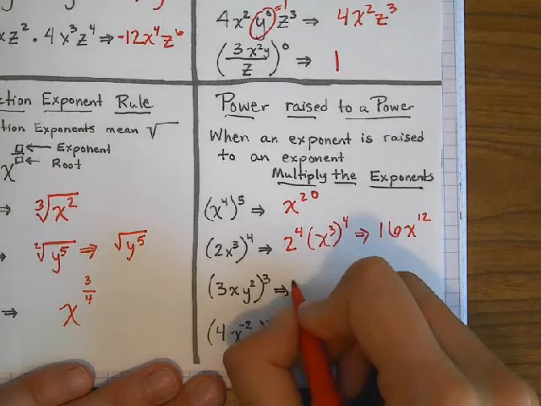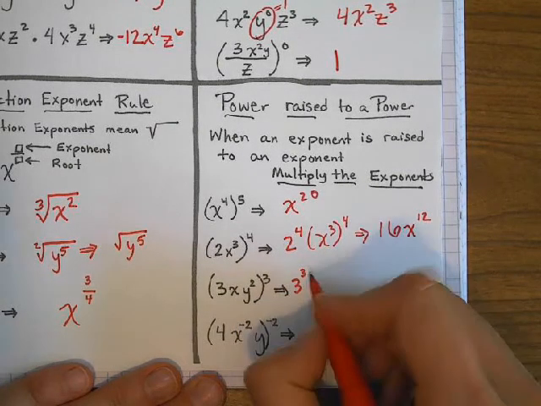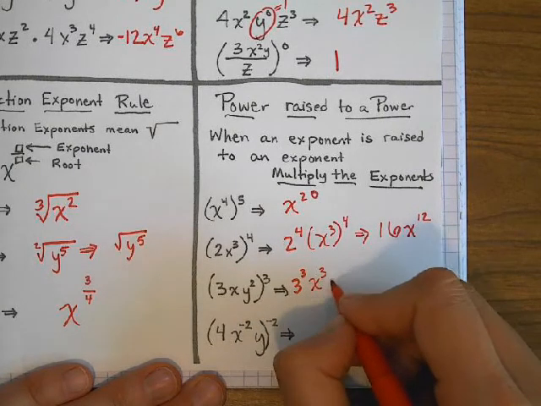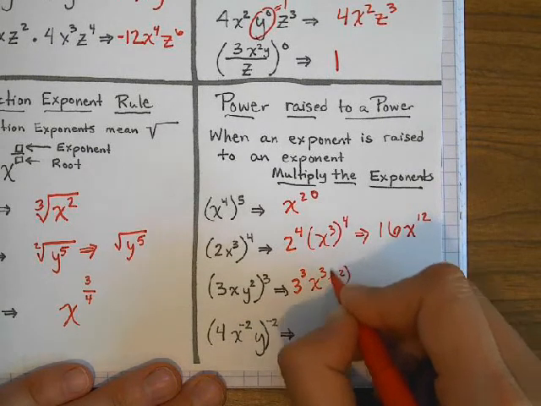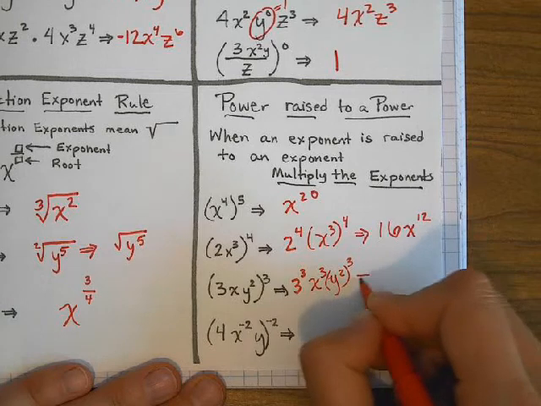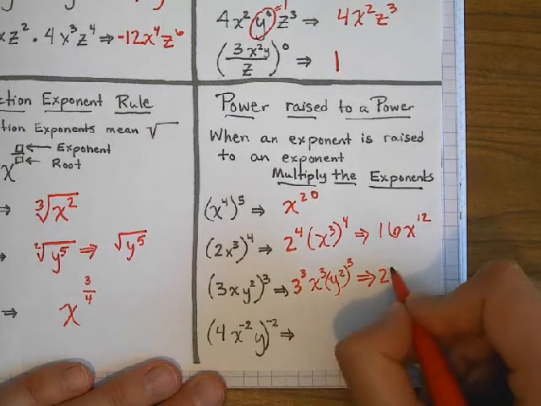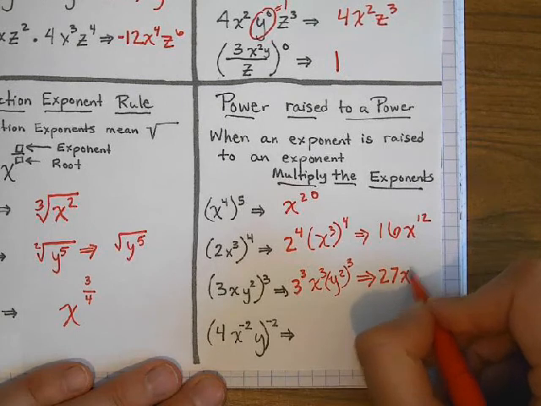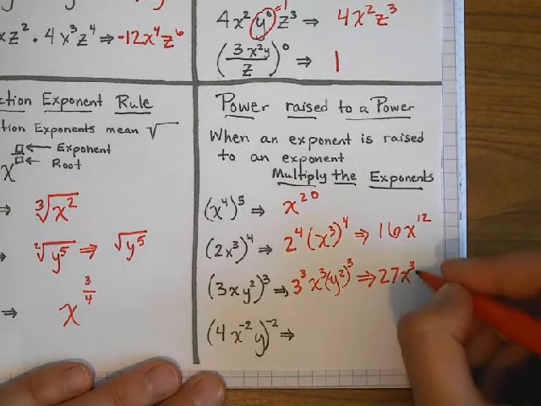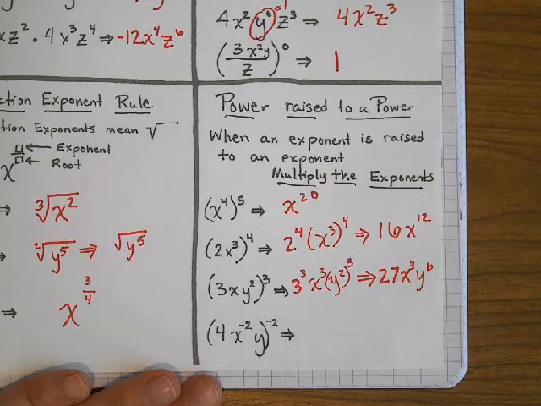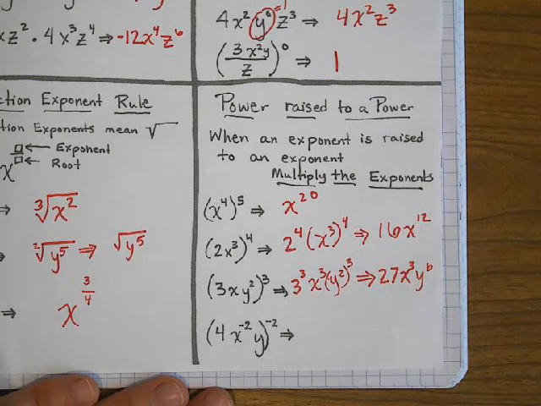This next one, remember this is like taking every single thing here to the 3rd power. So it's like saying 3 to the 3rd times x to the 3rd times y squared to the 3rd. Okay, so 3 to the 3rd is 27. We've got x to the 3rd and y to the 6th.